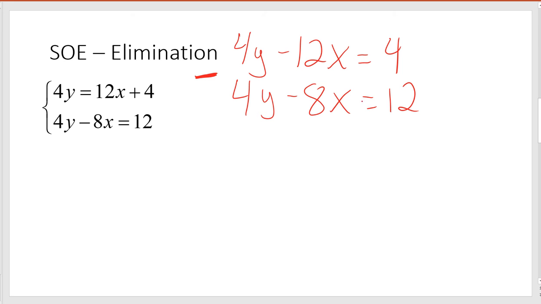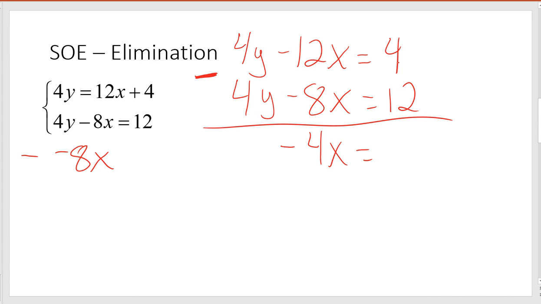So when we subtract, everything in this bottom equation is going to be subtracted. So 4y minus 4y, that's going to be 0. Negative 12x minus 8x. Now, when you subtract negative 8x, that's the same thing as plus 8x, right? So negative 12x minus negative 8x, that's going to be minus 4x. And then 4 minus 12 is negative 8. We'll divide both sides by negative 4, and we get x equals 2.